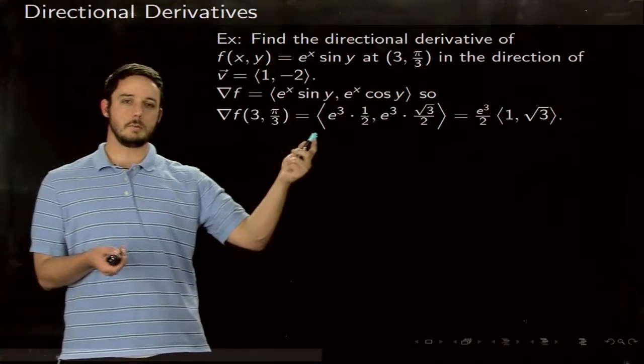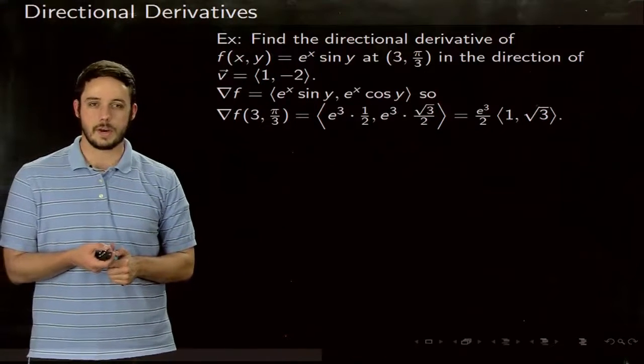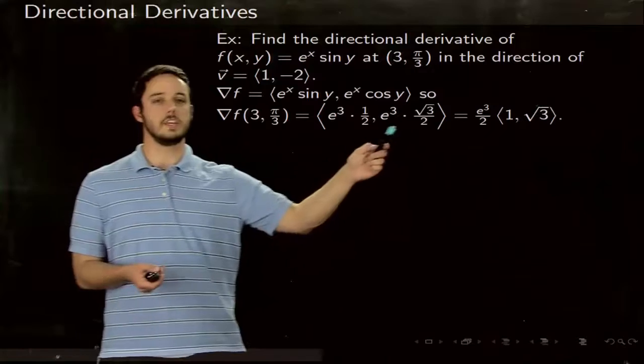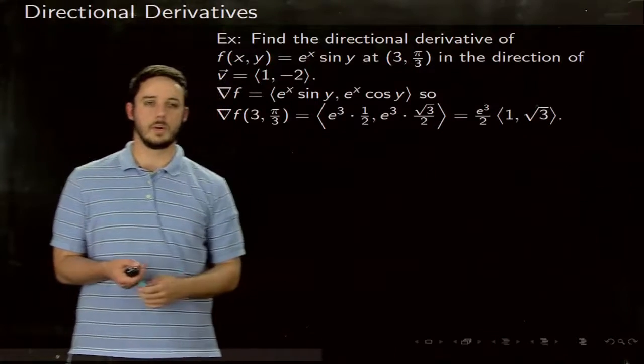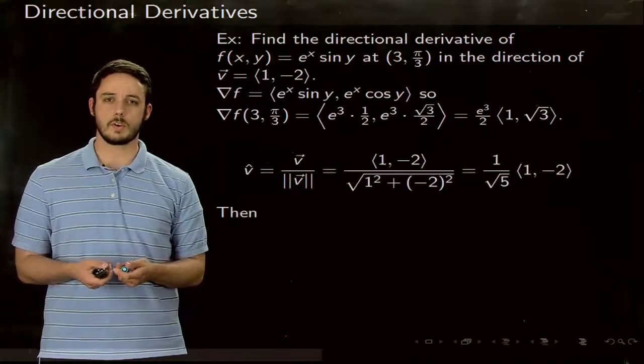So we get e cubed times 1/2, comma, e cubed times the cosine of pi/3, which is the square root of 3 over 2. And so this gives us e cubed over 2 times (1, root 3) as our gradient at the point. So this is our gradient.